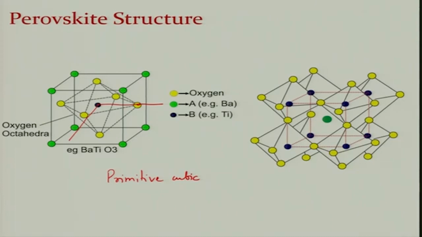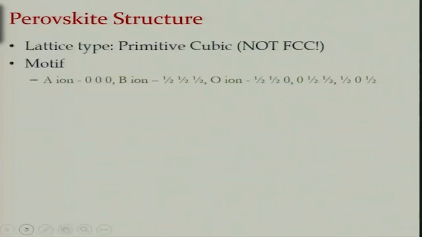You can see that these are all octahedra, at the center of which you have a titanium atom, and within the center of these octahedra you have the barium atom, which is surrounded by 12 oxygen atoms. There are 12 edges, so it is surrounded by 12 oxygen atoms. So, this is the simple perovskite structure. It is followed by many technically important ceramics. The way you define the lattice type is, it is a primitive cubic lattice, it is not FCC.